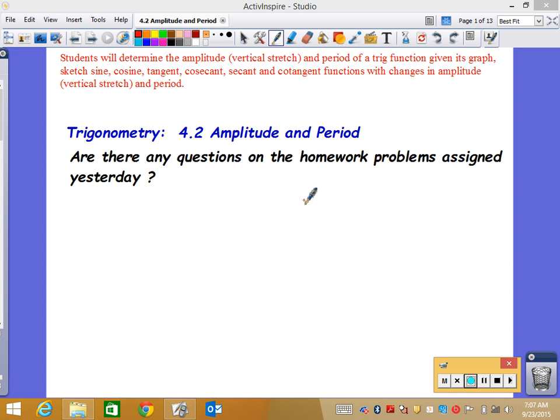Alright, today we're talking about 4.2, which is amplitude and period. Just as a heads up, if you have any questions on the homework, I highly recommend you ask as soon as you can, because this is about to get pretty intense. And if you have some problems or issues with what we've covered so far, we want to get those straightened up as soon as possible.